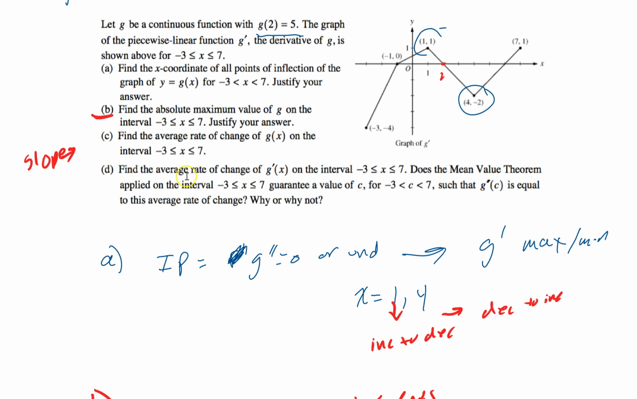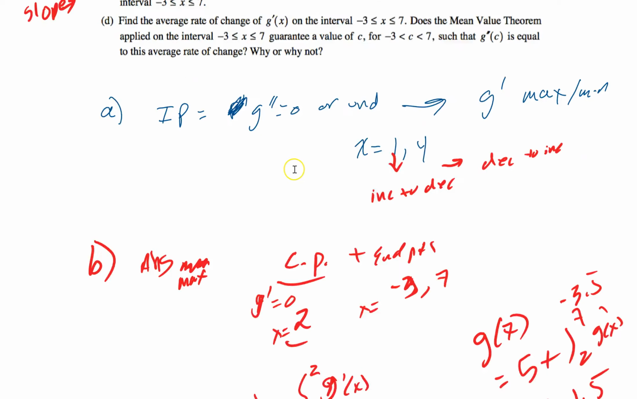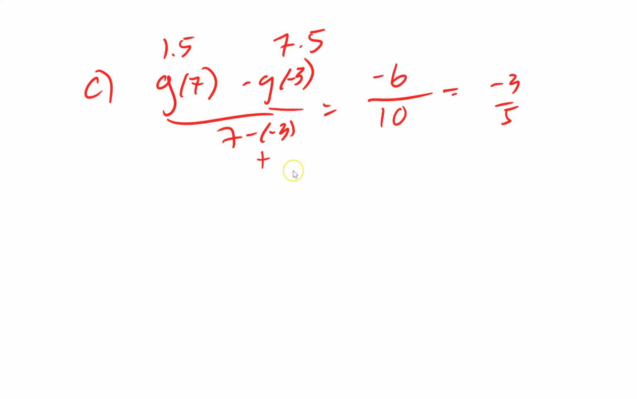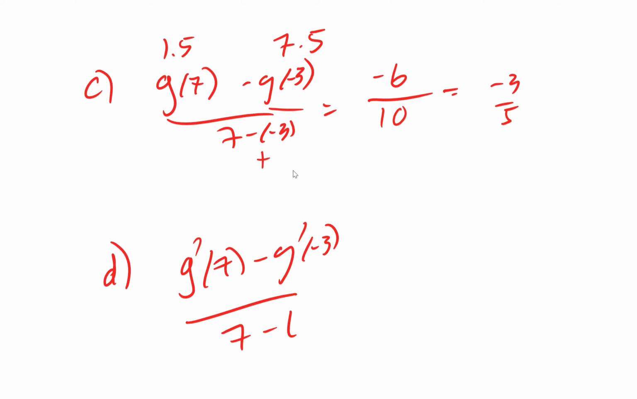D, find the average rate of change of g prime on the interval negative 3 to 7. Does the mean value theorem apply on negative 3 to 7 and guarantee a value of c such that g double prime of c is equal to this average rate of change? Why or why not? So let's do the average rate of change of g prime first. It's slightly different. So g prime of 7 minus g prime of negative 3, over 7 minus negative 3.